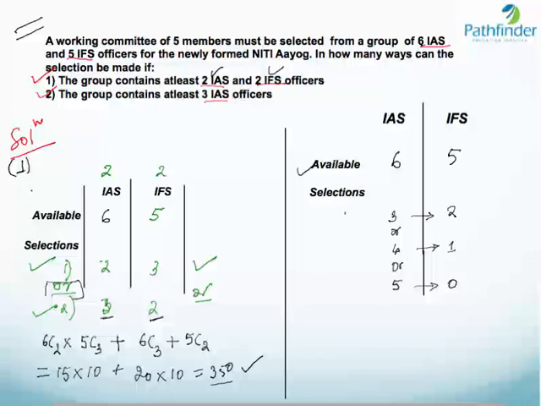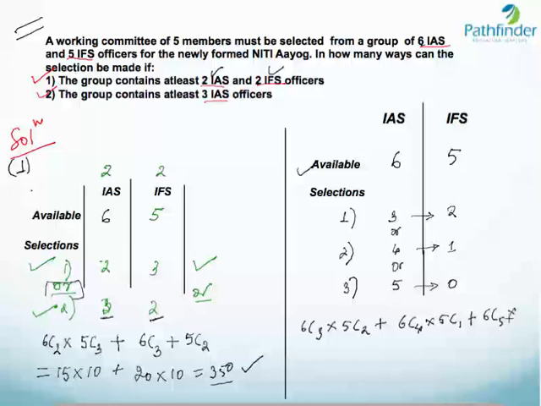So there are 3 cases here. This is case 1, 3 IAS, 2 IFS. This is case 2, 4 IAS, 1 IFS. And this is case 3, 5 IAS and no IFS. This selection can be done in the following ways. For case 1, 6C3 multiplied by 5C2. For case 2, it will be 6C4 into 5C1, plus 6C5 into 5C0.